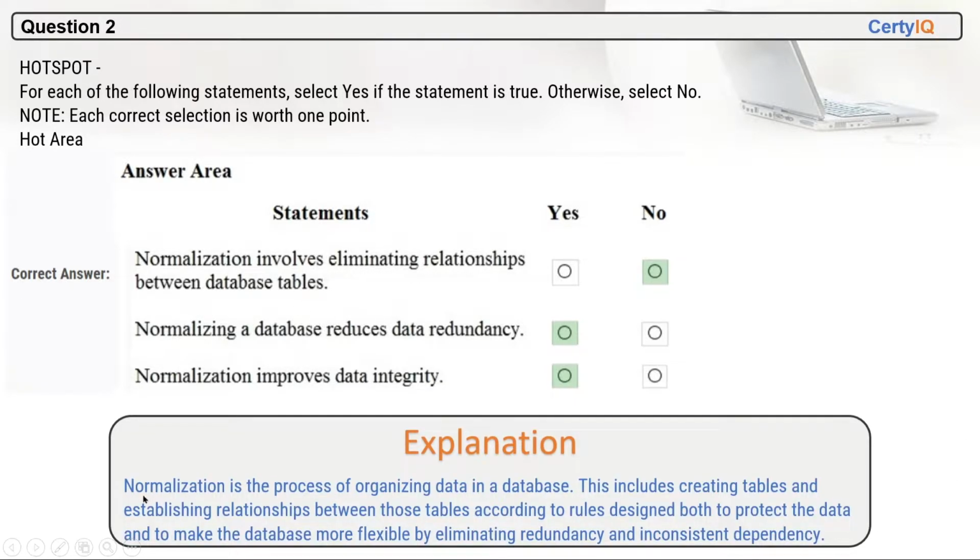This explanation: normalization is the process of organizing data in a database. This includes creating tables and establishing relationships between those tables according to rules designed both to protect the data and to make the database more flexible by eliminating redundancy and inconsistent dependency. It means it will create relationships, not eliminate. But yes, it will reduce the data redundancy and it will improve the data integrity.